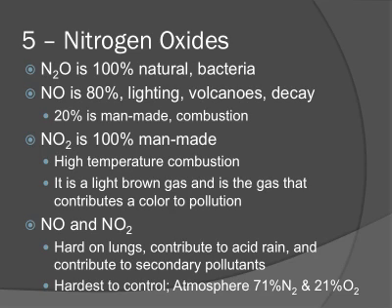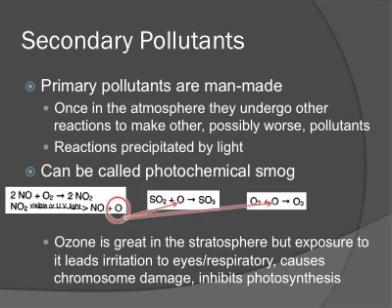So let's start talking about our secondary pollutants. Primary pollutants are, for the most part, man-made. Once they're in the atmosphere, however, they can undergo other reactions to make possibly worse pollutants. So when I've been talking about the primary pollutants so far, and I've said several times, they're not so bad. It's what they do once they're created that is bad.